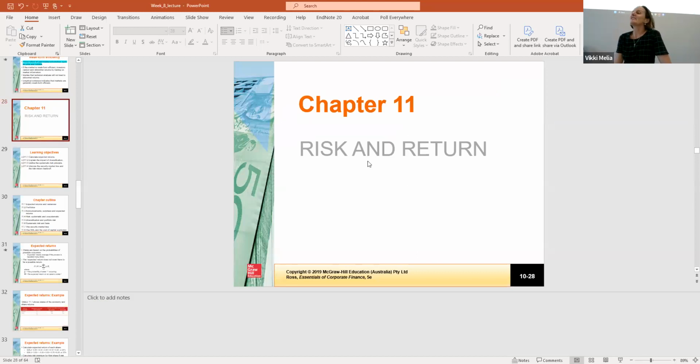In the next chapter, we actually look forward to the future, and we talk about what's called an expected return. So in the previous chapter, we were looking at historical or past returns. When we talk about expected returns, we're looking forward, not looking back at the past.